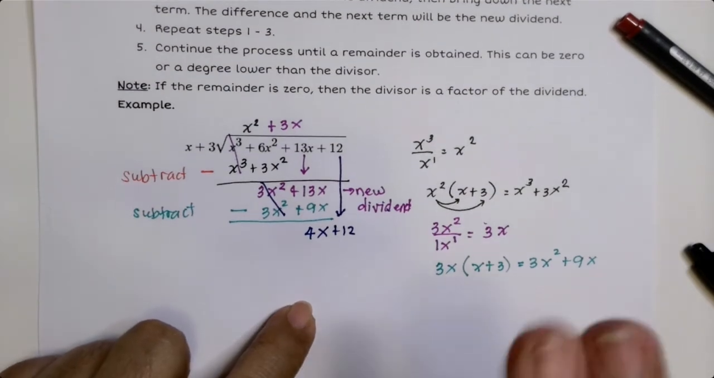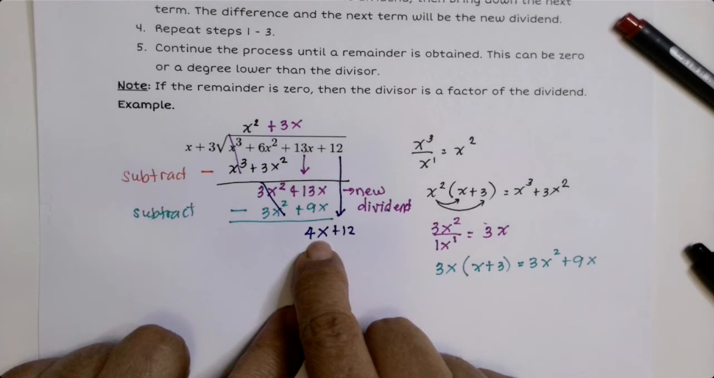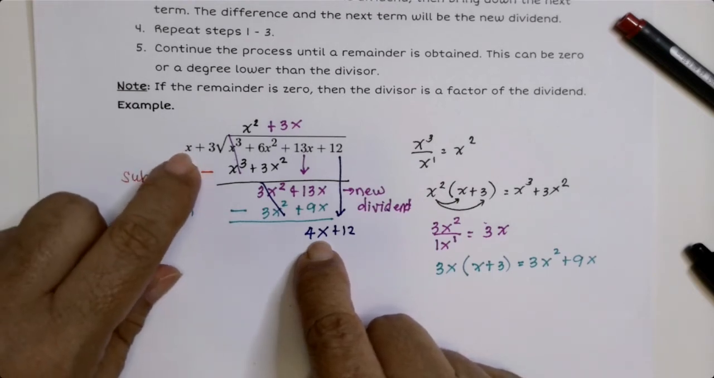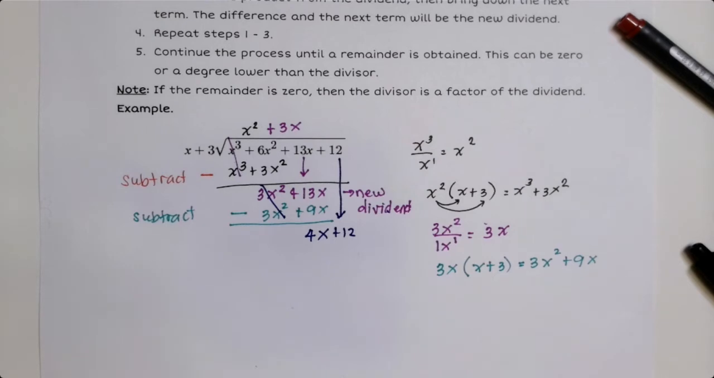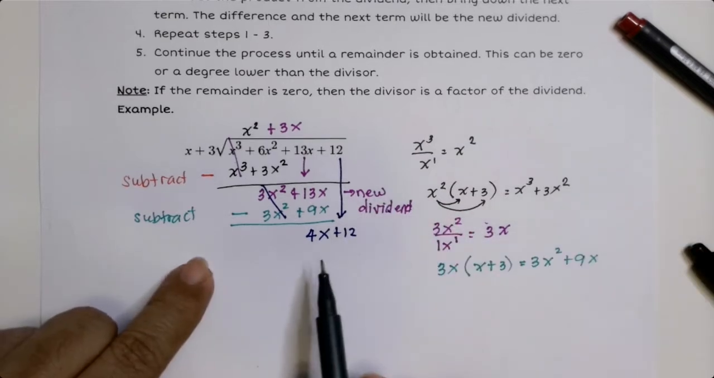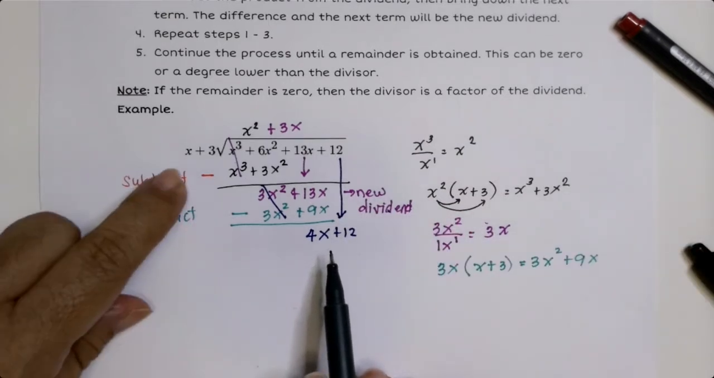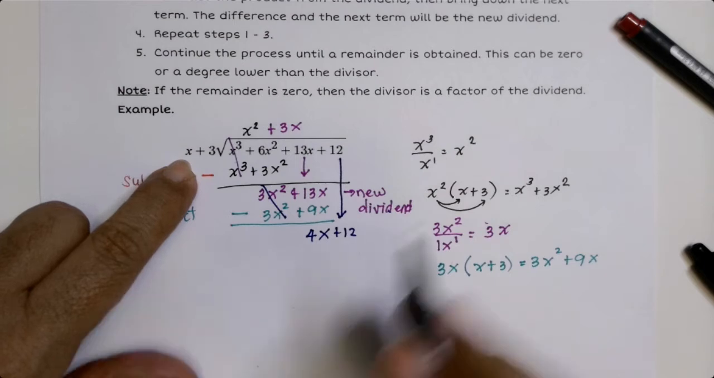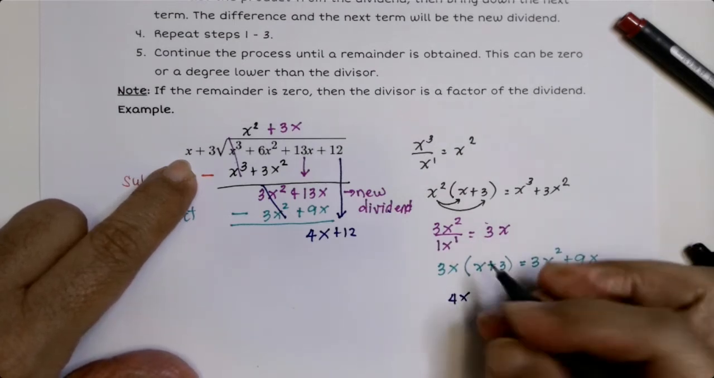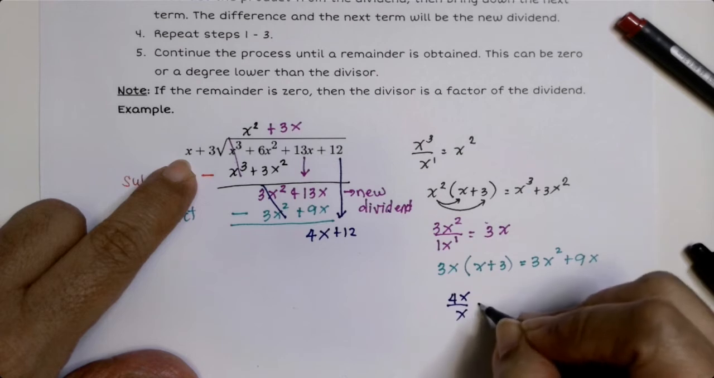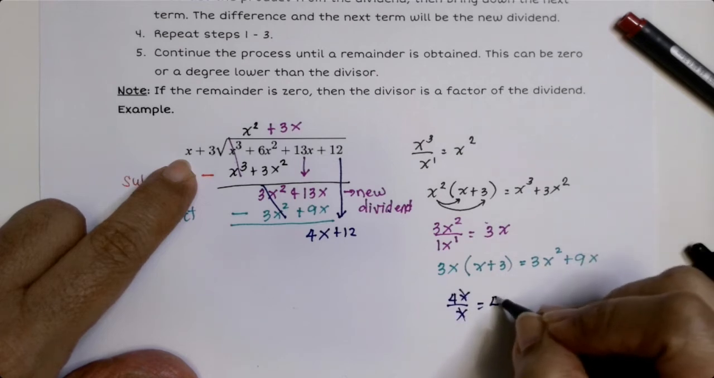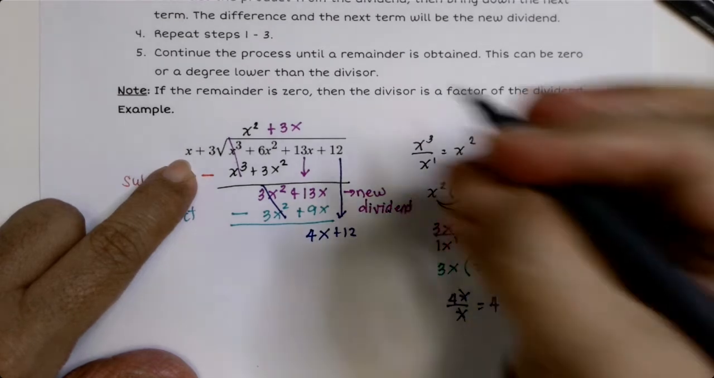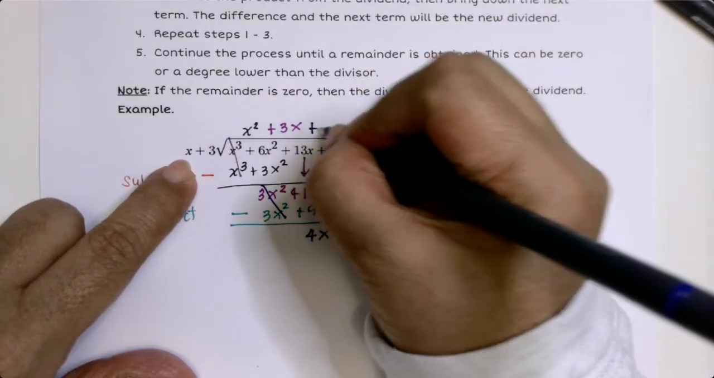Now, notice that the exponent of the first term here is 1. The exponent of the first term of the divisor is 1. They are still equal, so we can divide. So we continue the process. We divide again the first term of the new dividend, which is 4x, by the first term of the divisor, which is x. So we have 4x divided by x. The x would cancel out, and that would simply be equal to 4. So that 4 goes here on top.